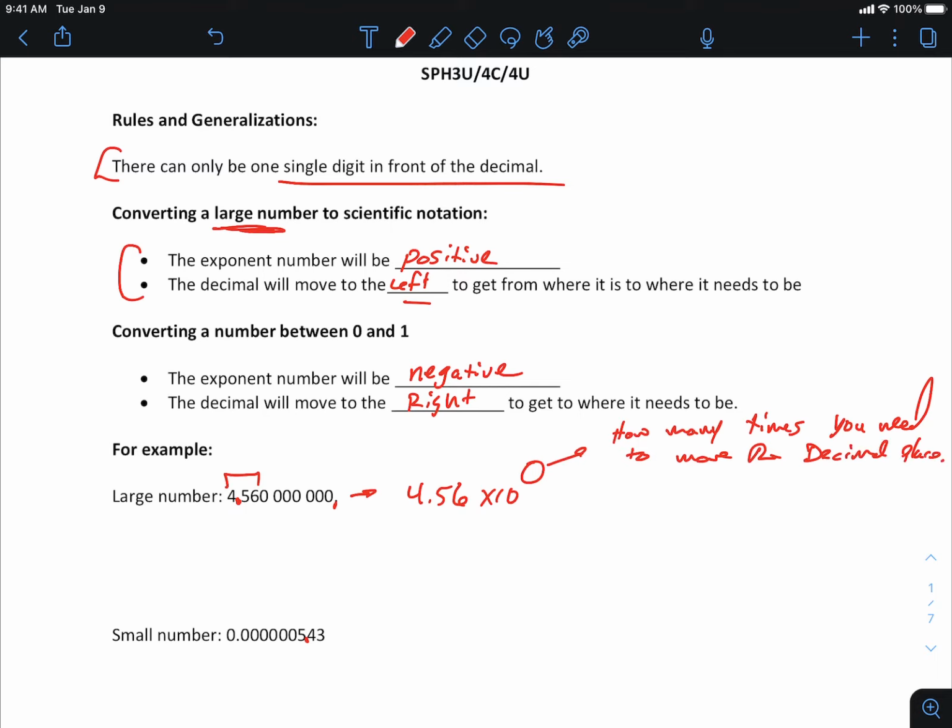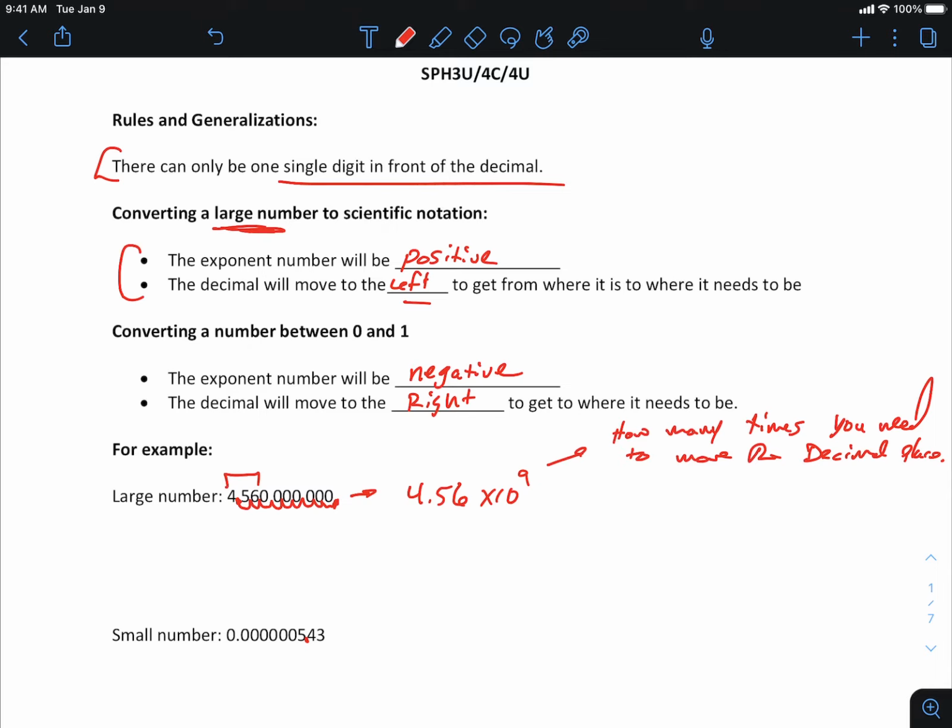When I look at this question, here's my decimal currently. Where does it need to go? It needs to go 1, 2, 3, 4, 5, 6, 7, 8, 9 to the left. Now some of you say, well, you moved it 9 to the left, why wouldn't you make it negative? A negative exponent creates a small number. That's a very small number, times 10 to the negative 9.